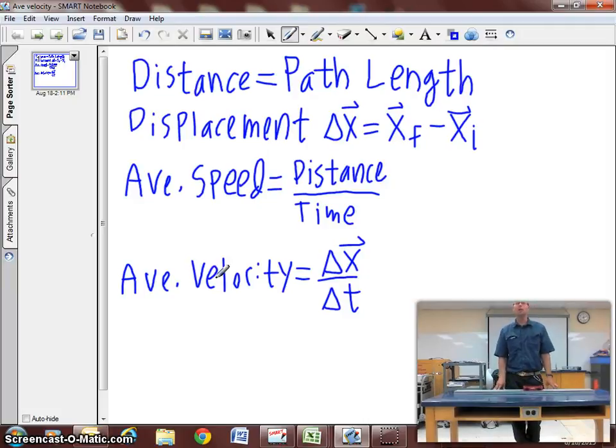So you can see, in general, if you look at the absolute value of your displacement, it is less than or equal to your distance. The absolute value of your average velocity will be less than or equal to your average speed.